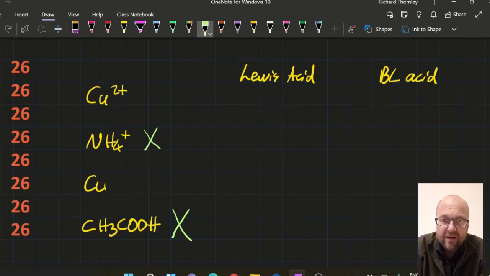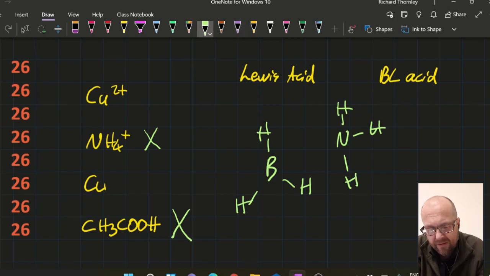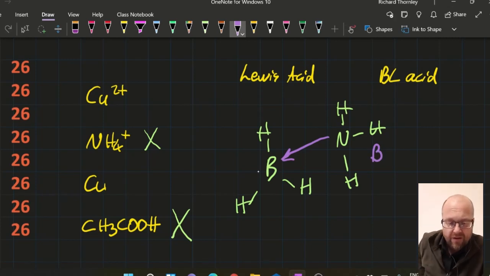So a Lewis acid, I can never remember the definition. So what I do is I go back to this. I draw out boron trihydride, and I go back to ammonia. And I remember that lone pair there forms a dative covalent bond. And I know that's a base because it's ammonia. So that's a Lewis base.